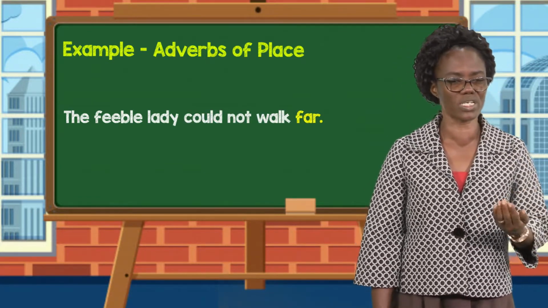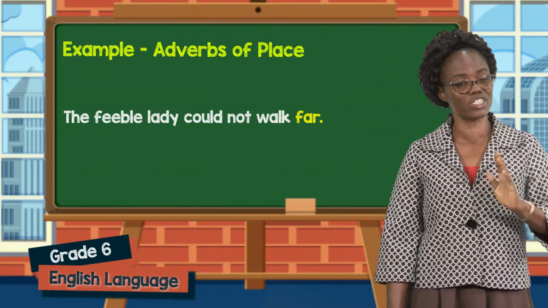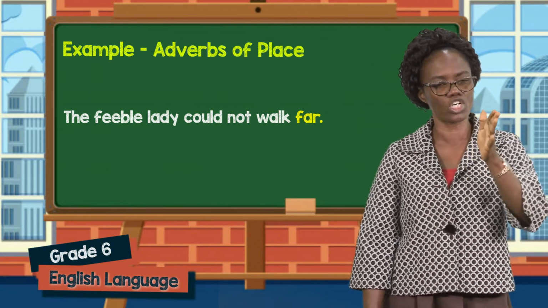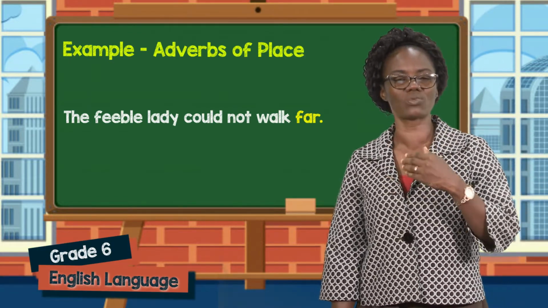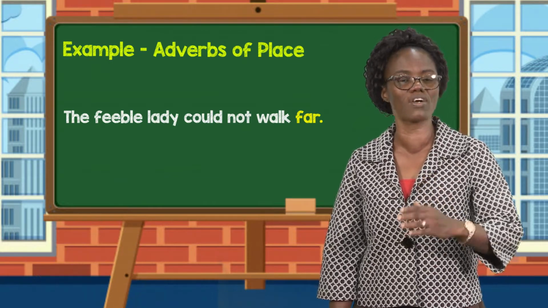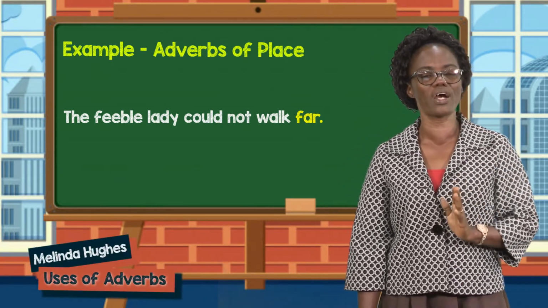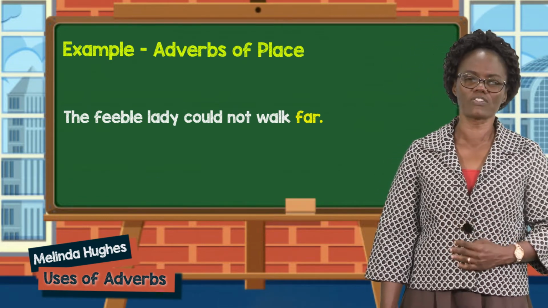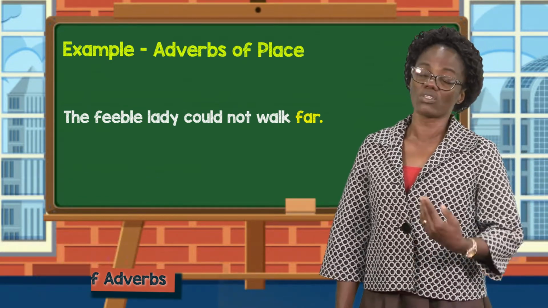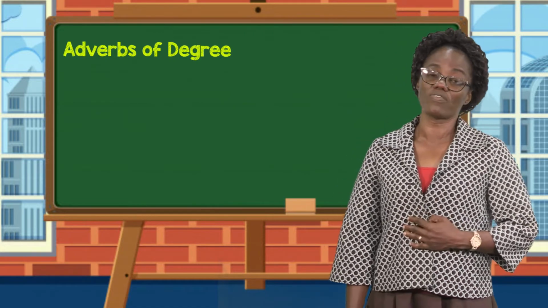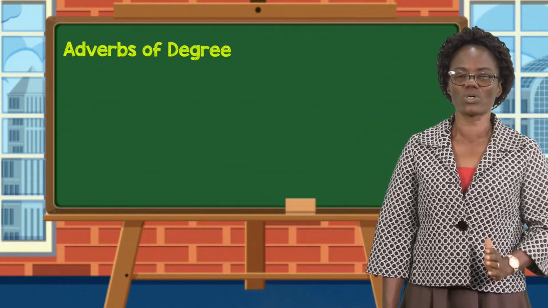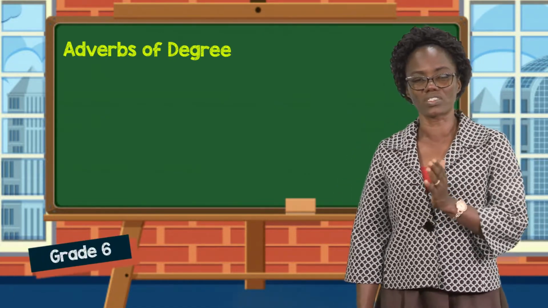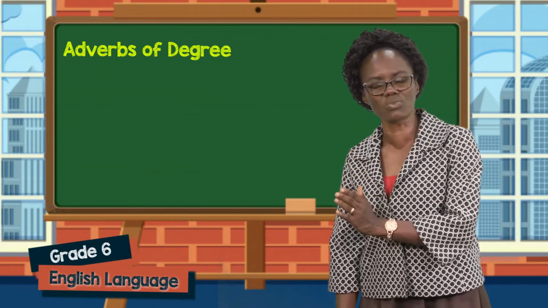Far. So what's the action there that the lady couldn't do? Could not walk. And so where couldn't she walk? Far. And so there we have it, another type of adverb, adverb of place. Of course, there is another, adverbs of degree. And so as we move on, it gets a little more technical, as we would say.